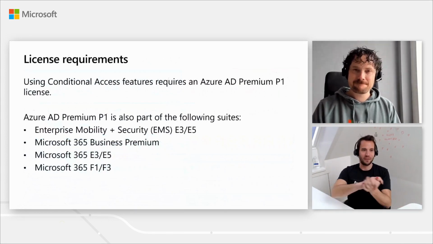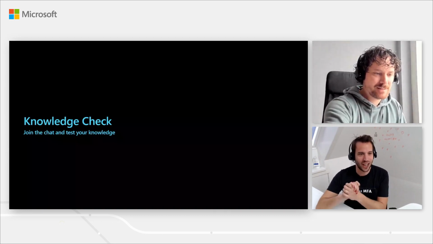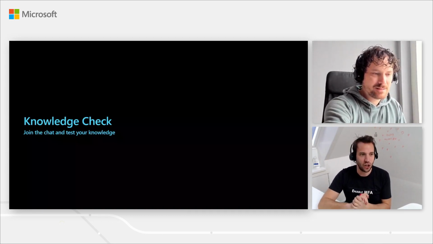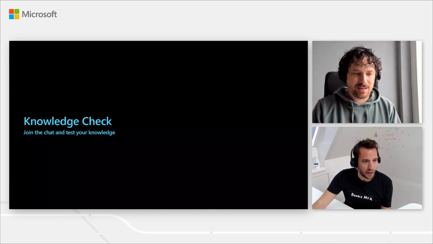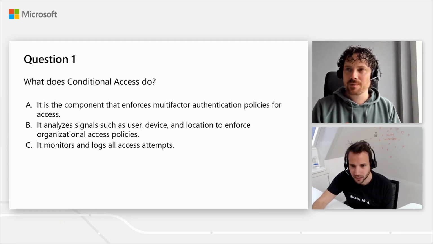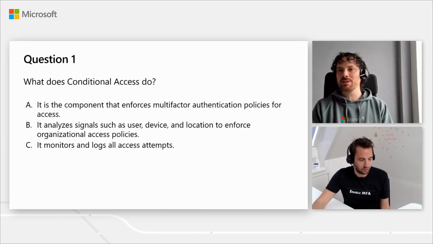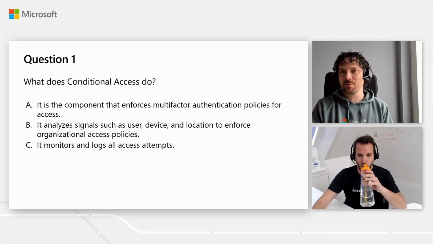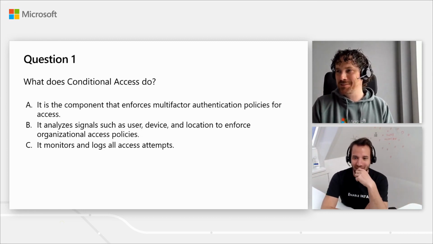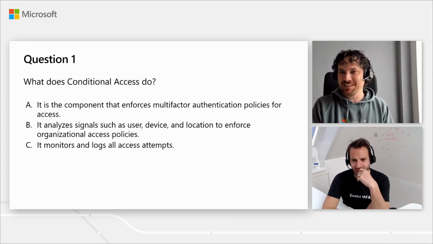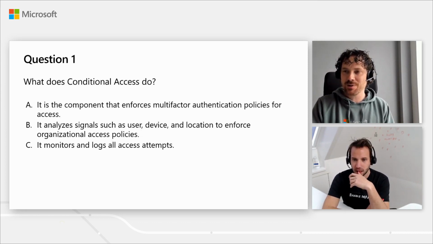Talking about questions, Peter, let's do a knowledge check. Let's see if we're actually doing a good job by asking the audience a question. So there we go. The question is, what does conditional access do? Is this going to be answer number A, like The Price is Right? It is the component that enforces multi-factor authentication policies for access, or is it number B? It analyzes signals such as user, device, and location to enforce organizational access policies, or is it number C? It monitors and logs all access attempts.